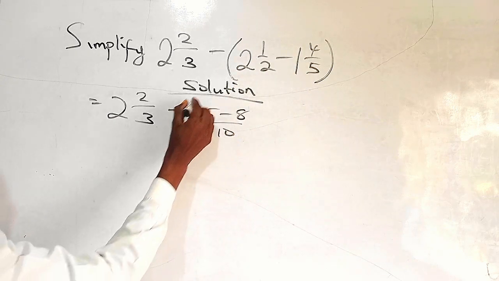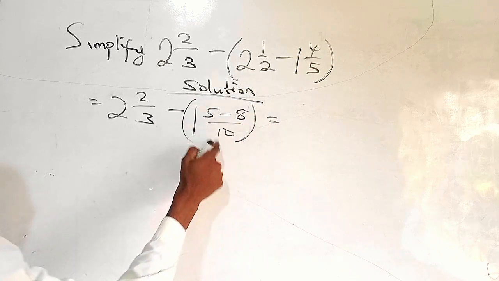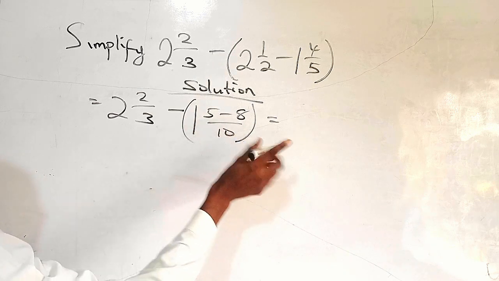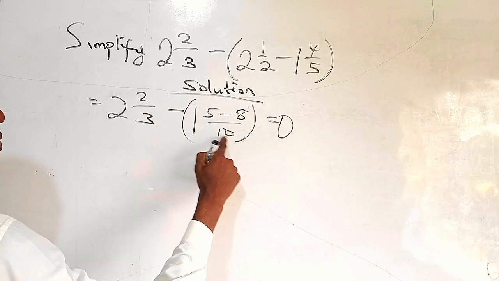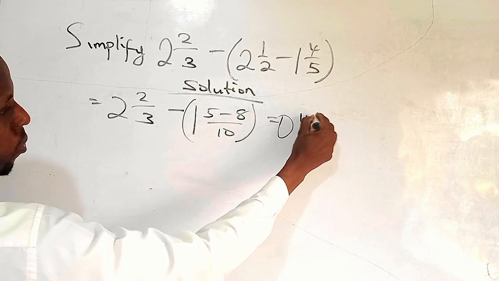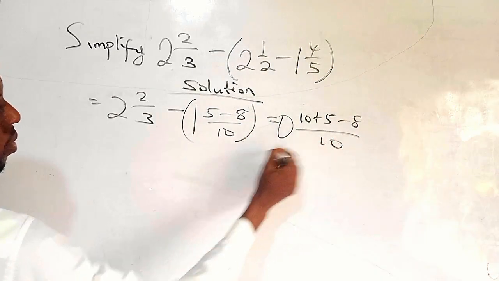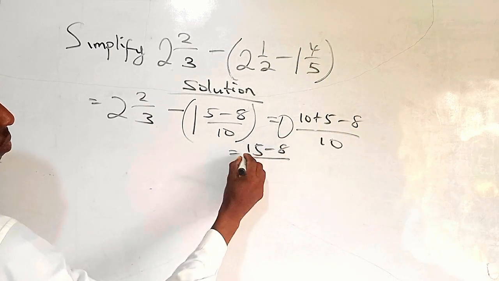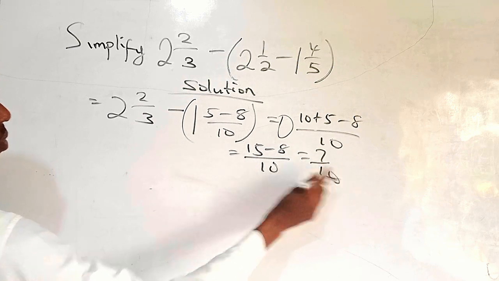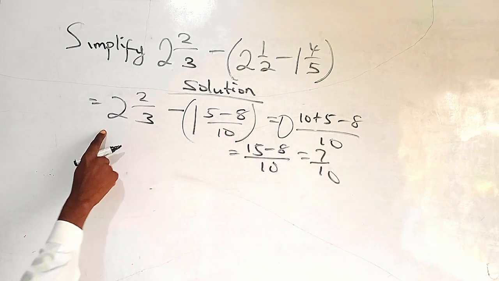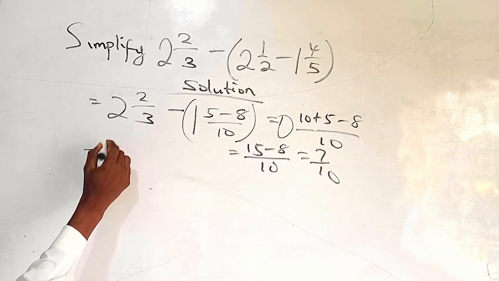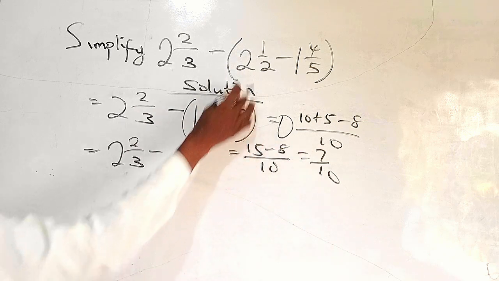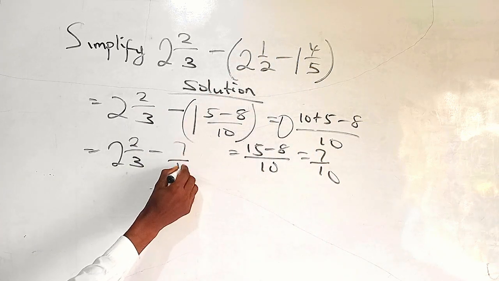Okay, so I'm still solving the brackets. Here I'm having 5 minus 6, which is not possible. I have to borrow from the whole number. When I borrow from the whole number, I have 0 left, so the one I borrowed turns to 10. So I have 10 plus 5 minus 8 over 10. Here I'm having 15 minus 8 over 10, which is 7 over 10 for everything in the bracket. So I bring it back here. So I'm having 2 and 2 over 3 minus everything here, which is now 7 over 10.